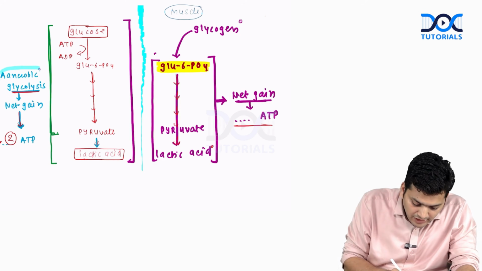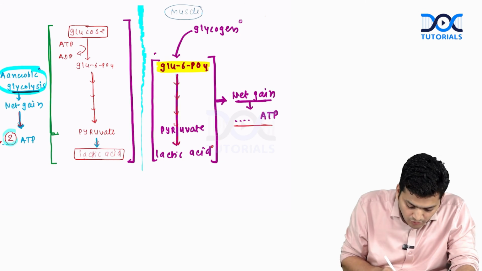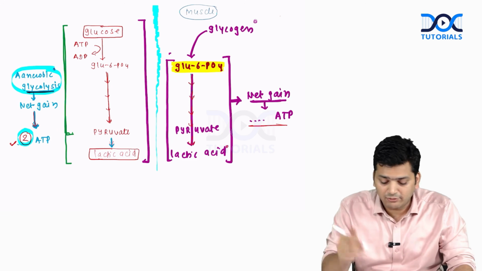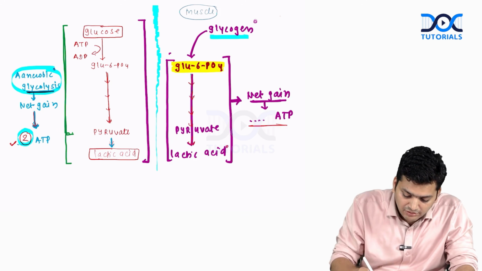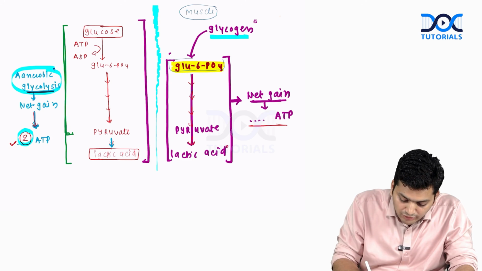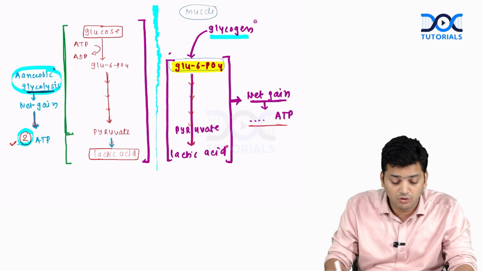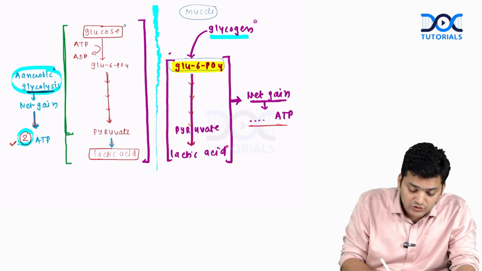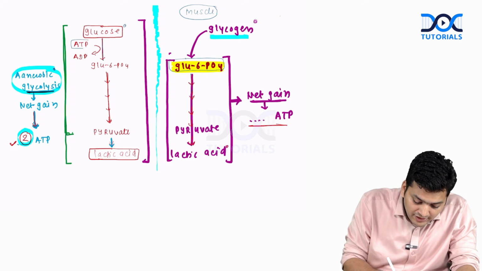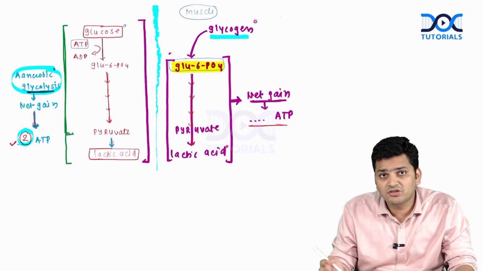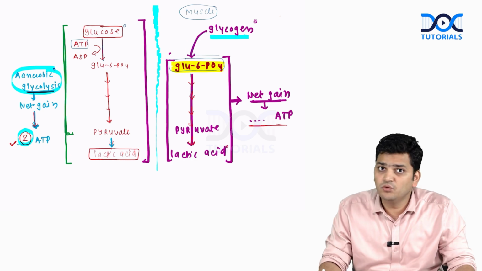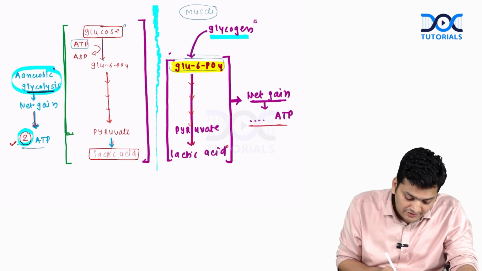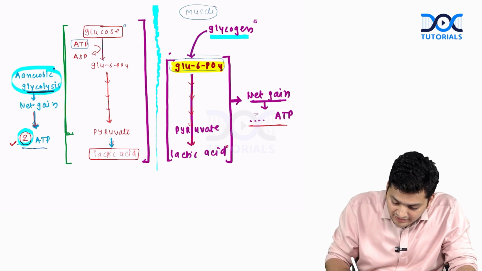Normally from anaerobic glycolysis, how much ATP are you getting? 2. But if you do the anaerobic glycolysis here, you are starting from which molecule? Glucose 6-phosphate. Normally you should start from glucose. If you start from glucose, you require 1 ATP. Because now you have bypassed this step, the 1 ATP will not be used. So instead of 2 ATPs, the net gain now will be 3 ATPs.